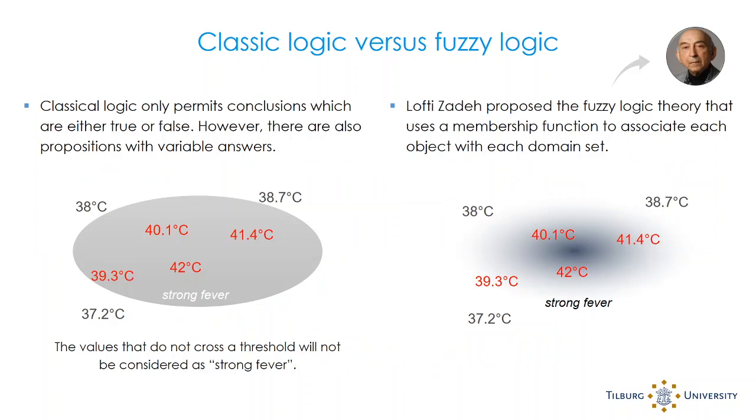So here we have two different paradigms: the classic logic versus the fuzzy logic. In the classic logic, or the bivalent logic, as I was saying, one object can belong only to a single set. So one object cannot belong to different sets at the same time. Let's take, for example, the temperature. Whether you have fever or not. Here we have the set strong fever. And for sure, if you have 40 degrees, it's a clear indicator that you have a strong fever.